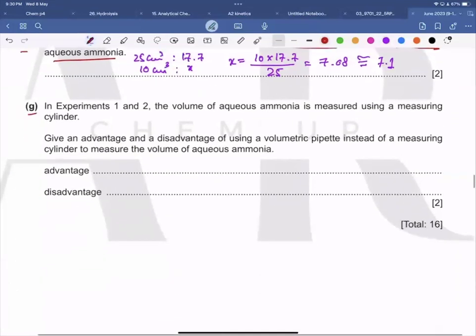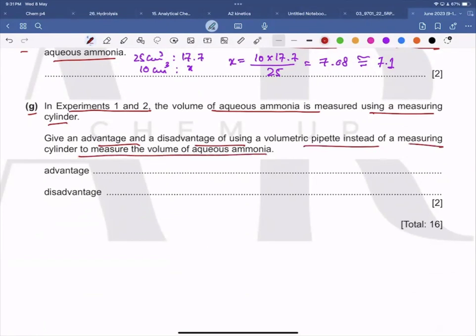G part. In experiments 1 and 2, the volume of aqueous ammonia is measured using a measuring cylinder. Give an advantage and a disadvantage of using a volumetric pipette instead of a measuring cylinder to measure the volume of aqueous ammonia. So what is the advantage? It's more accurate, right? And what is the disadvantage?